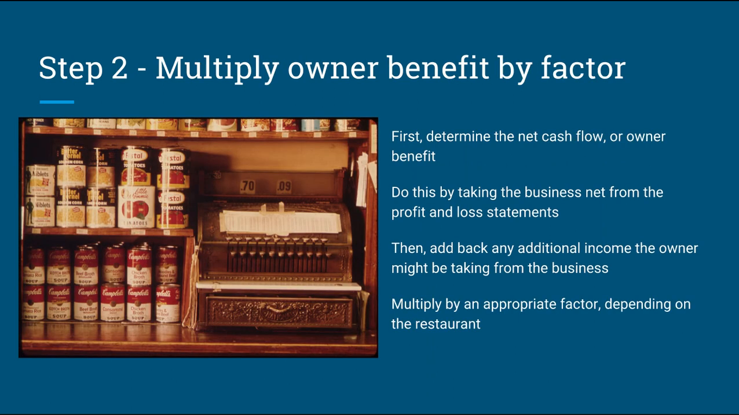Step two, multiply this owner benefit by a factor. So you first determine the net cash flow or owner benefit. We take the business net, we add back the additional income, and then we select and multiply by an appropriate factor, depending on the restaurant, depending on its location, depending on how good the management is and how involved the owner is in the day-to-day operations. So you would select an appropriate factor. It might be 1, might be 2, might be 3, might be 4, and then you multiply the owner benefit by the factor.